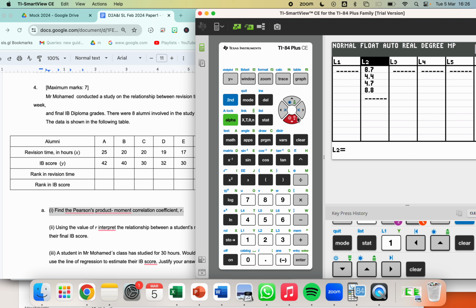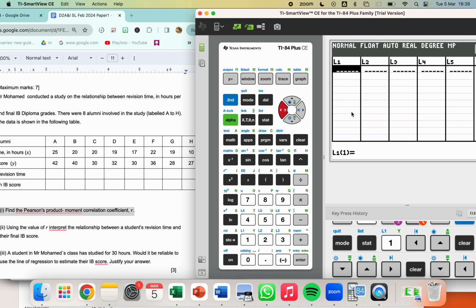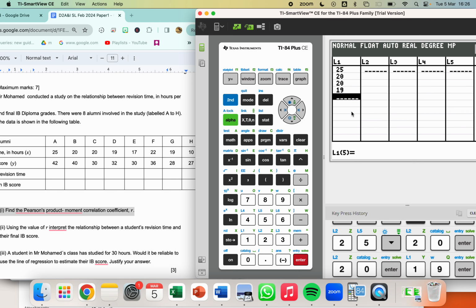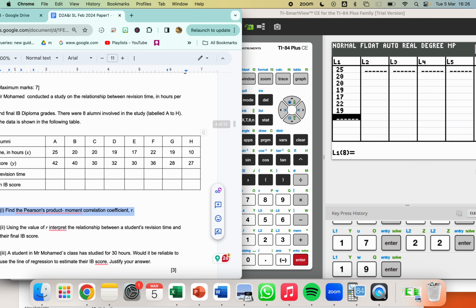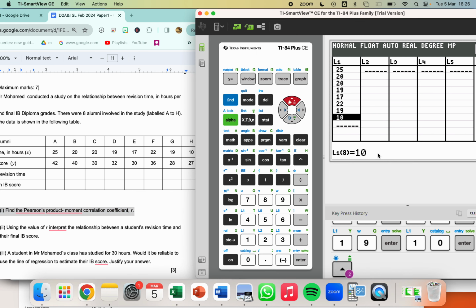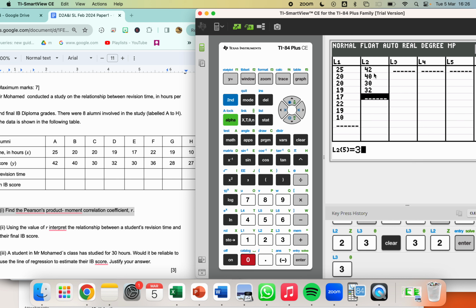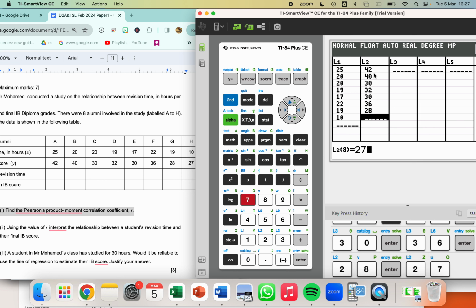Then we're going to put in these numbers. Instead of horizontally, we're going to be going vertically. 25, 20, 20, 19, 17, 22, 19, 10. Let's do list 2, which is the score of Y. We're going to have 42, 40, 30, 32, 30, 36, 28, 27.